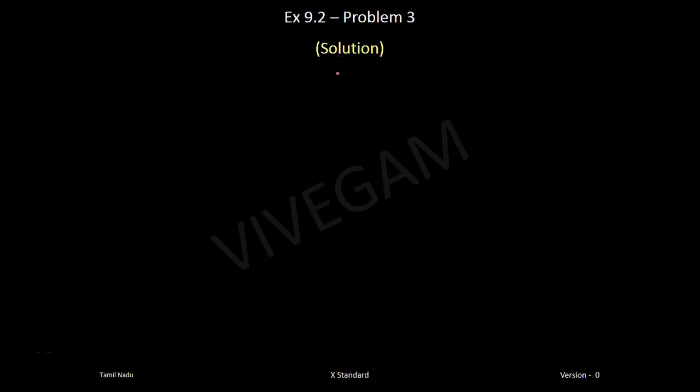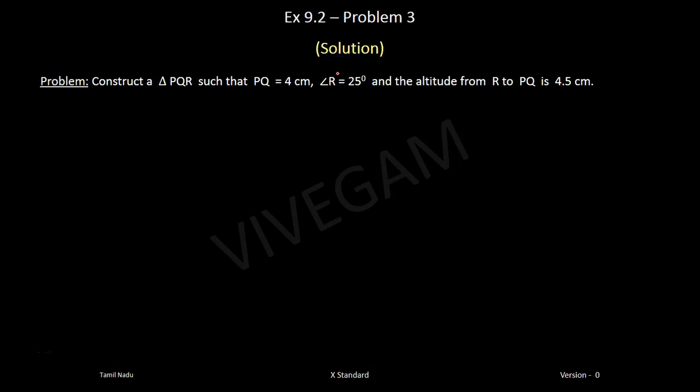Exercise 9.2 problem 3 solution. Construct a triangle PQR such that PQ equal to 4 cm, angle R equal to 25 degrees and the altitude from R to PQ is 4.5 cm.